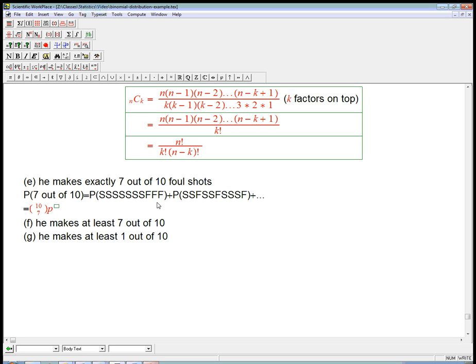We've got the 7 successes and the 3 failures. Yeah, 7 plus 3 is 10, not 5. Okay, and then we just have to figure out what that is. Okay, well, 10 choose 7. It's 10 times 9 times 8 times 6 times 5 times 4 times 3, right? I've got 7 numbers up there, over 7 times 6 times 5 times 4 times 3 times 2 times 1.